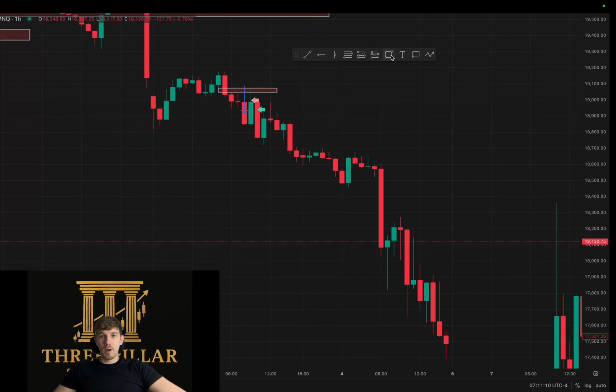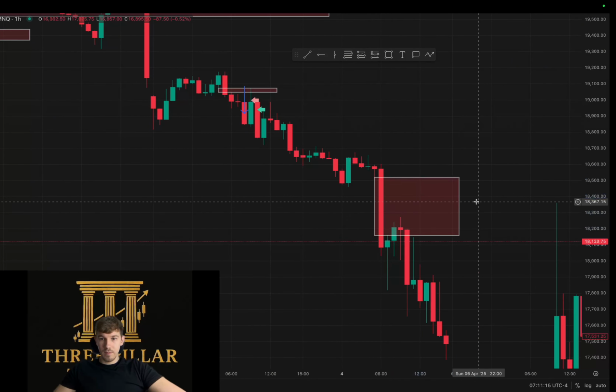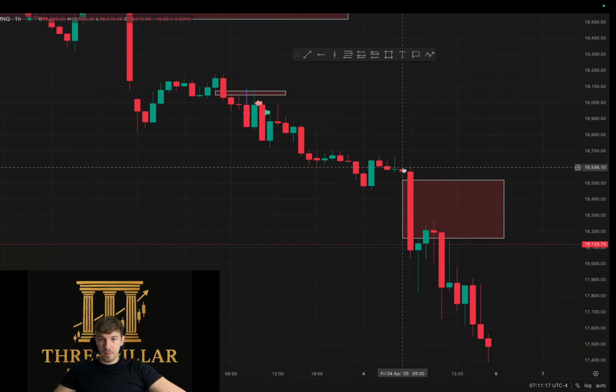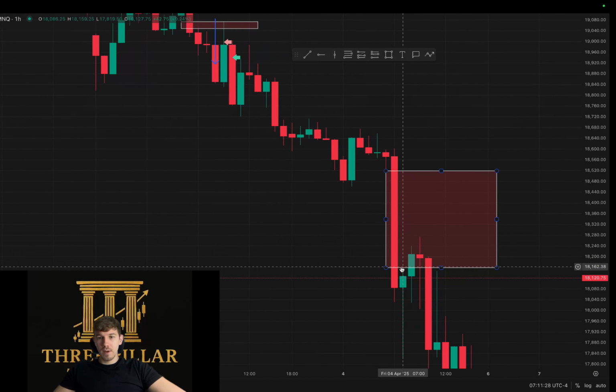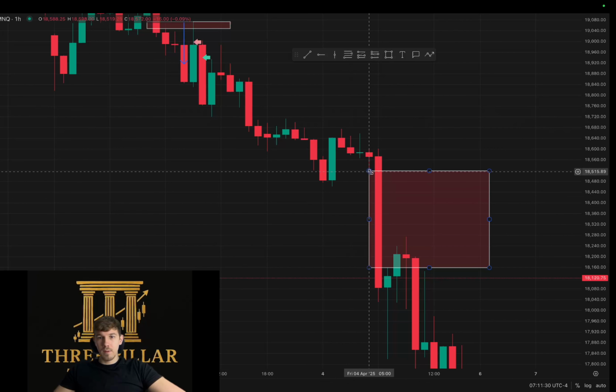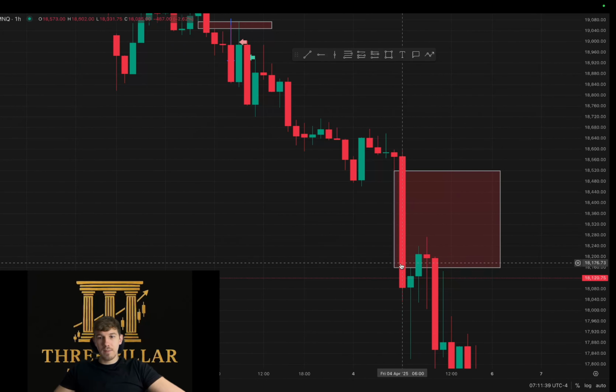So just to recap what a fair value gap is, it's a gap in price between 3 candles. So you have candle 1, candle 2 and candle 3. Candle 1 has a body and wick and candle 3 also has a wick. So we mark it from the low of the first candle's wick to the high of the third candle's wick. This is a bearish fair value gap. This is how you mark a bearish fair value gap.